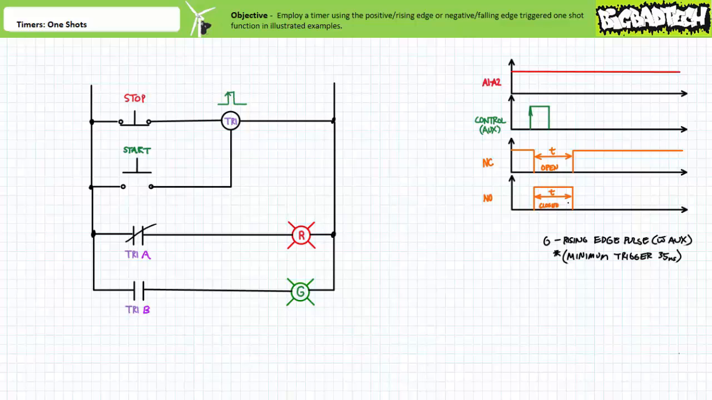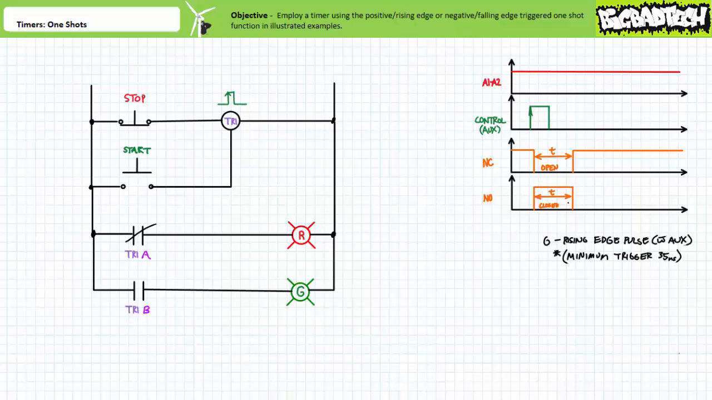Note the coil of the timer relay is continuously powered by the connection in rung 1. Opening stop would serve to completely depower the timer. Rung 2 contains a momentary contact normally open start button on the auxiliary controlling input of timer relay TR1. Rung 3 contains a normally closed contact, TR1A, associated with timer relay TR1, executing the positive edge triggered one-shot function in series with the red pilot light.